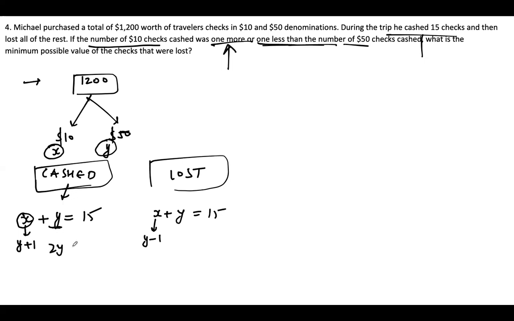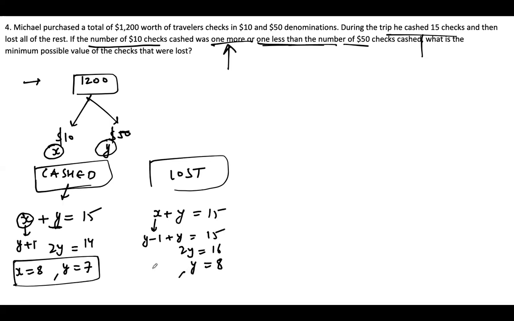2Y plus 1 is equal to 15. So 15 minus 1 is 14, so Y comes out to be 7. If Y is 7, what will be the value of X? 8. Very good. Here, if you solve Y minus 1 plus Y is equal to 15, so 2Y is equal to 16, so Y is equal to 8. If Y is equal to 8, what is the value of X? 7.